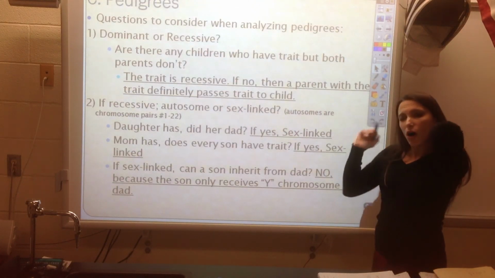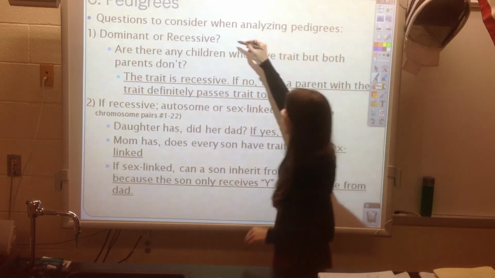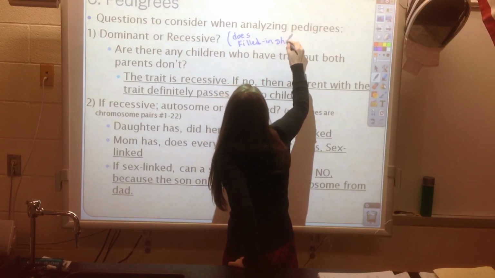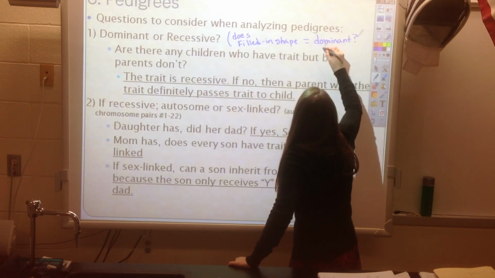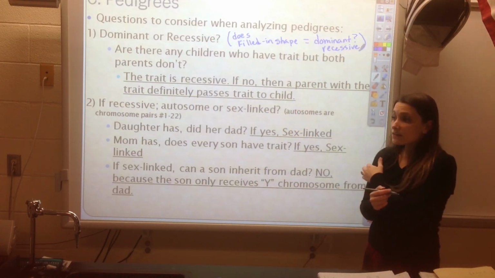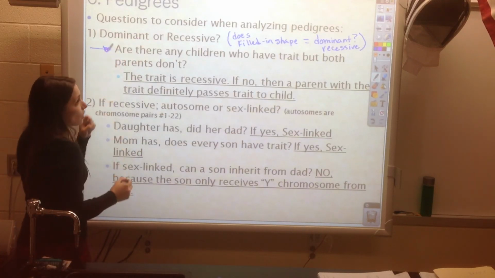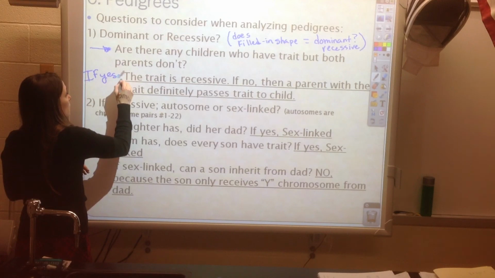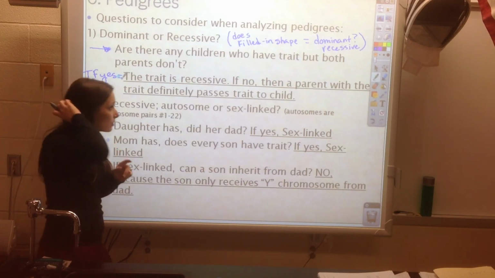The first question to consider, you always start by asking yourself, is having it dominant or is having it recessive? And basically what we mean is, does the filled in shape mean that it's dominant or recessive? So when we look at a pedigree, first we ask ourselves, is this a dominant or recessive? And the question that you ask is, are there any children who have the trait but both parents don't? If yes, then the trait is recessive. If no, then the parent passed the trait to the child, and then it's dominant.